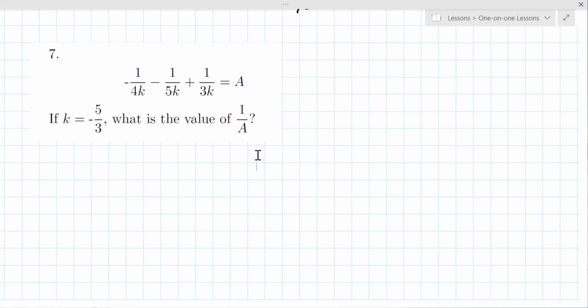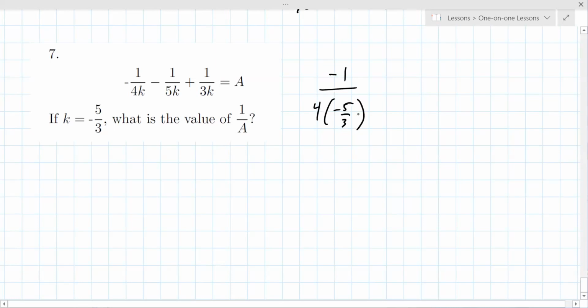Okay, I got 47 or 100 over 47. Close. There's definitely 100 involved here. So the first one is -1 over 4 times -5/3. This becomes 3 over 20. Did you get that? Yeah.